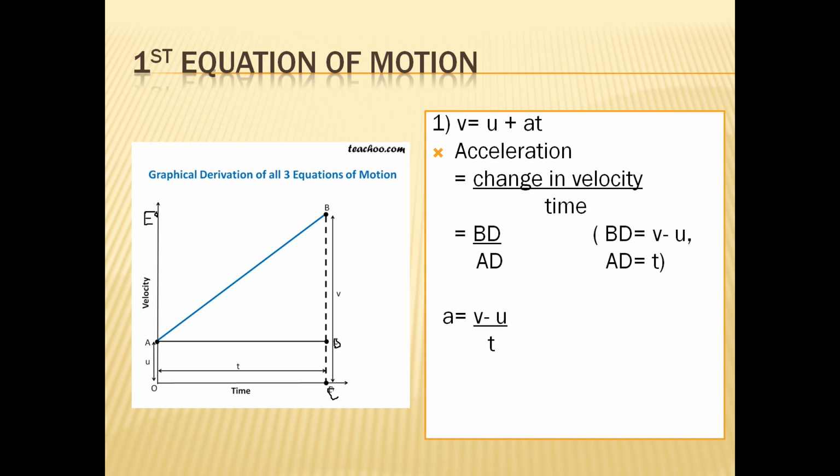Now manipulating this acceleration formula, we get the first equation. We just shift t to the other side. So we get at equals v minus u. Transpose minus u to the other side, that is plus u. So we get the first equation of motion, v equals u plus at. This derivation is of 3 marks. Like that, each derivation is of 3 marks.